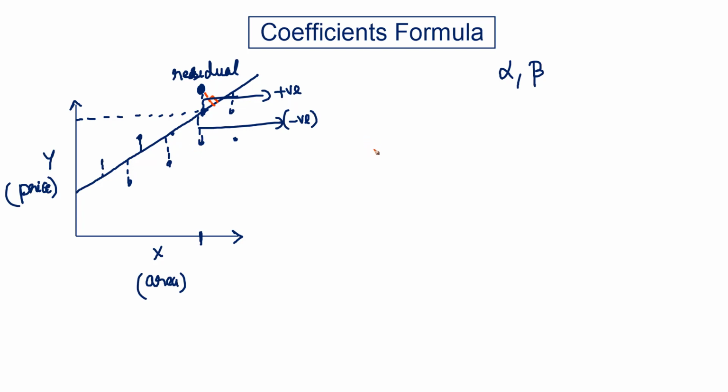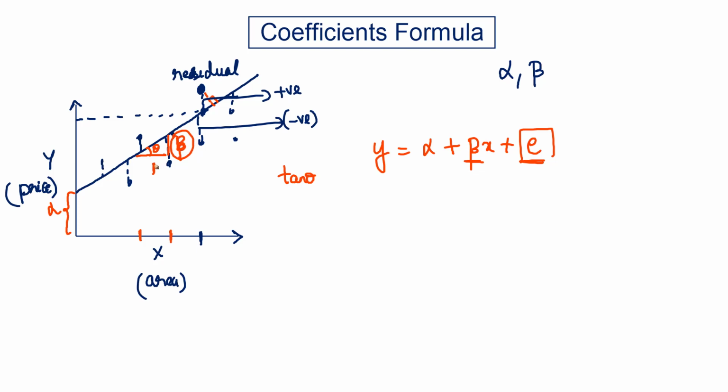So the equation looks something like this: y equals alpha plus beta x plus e. This e is nothing but the residuals. The alpha is nothing but the intercept, and beta is the slope. Say you measure 1 unit along the x-axis, and this angle is theta. The slope beta is nothing but tan theta when your x is 1 unit. So this is equal to b. This will be the value of your beta. When x is 1 unit, this vertical distance is nothing but the value of your beta.